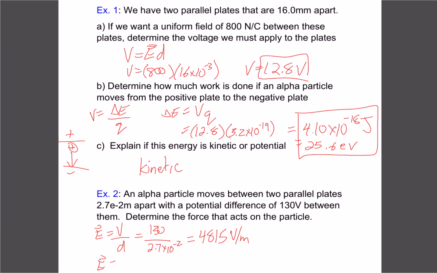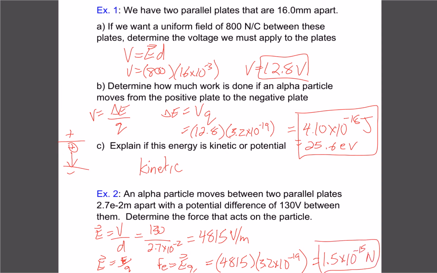And now the second part of the question is, what's our force? So we'd use our old formula, electric field equals force over Q, and that's electric force, obviously. So we would have electric field times Q. So just take the answer we just figured out, 4815, and multiply it by the charge of an alpha particle, and that'll give us a force of 1.5 to the negative 15. Okay, so pretty basic questions. We're just using the two formulas, our voltage one that we did yesterday, the new voltage one, and then our electric fields from before.